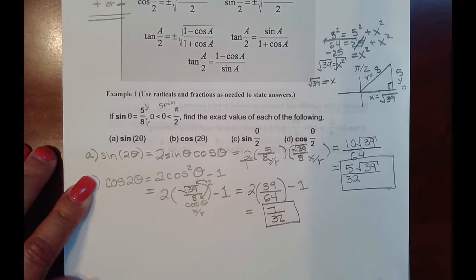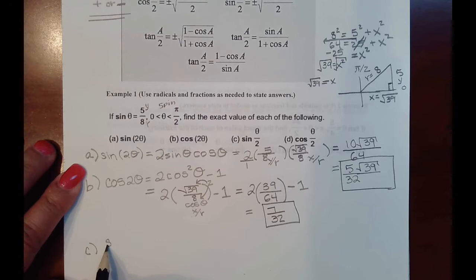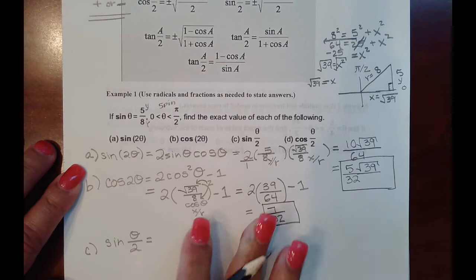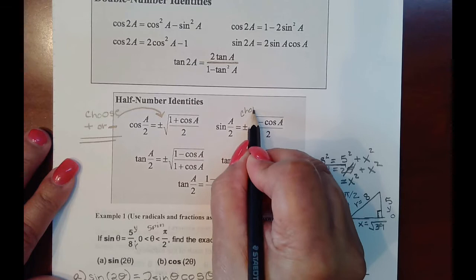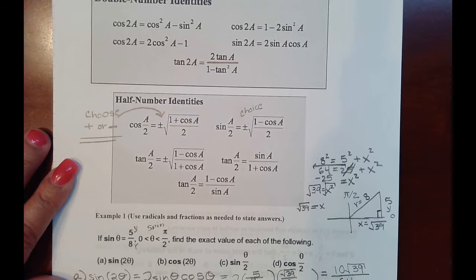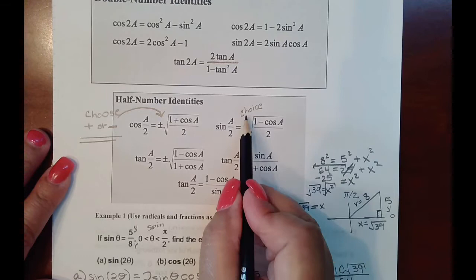Okay, then part C. Part C, we're looking for sine of a half angle. Okay, sine of a half angle. Here's the formula, the one and only formula that you have, but you do have to make a choice here between should I use plus or should I use minus. So here's how you're going to be able to figure this out. I'm going to come off to the side and demonstrate for you how you pick whether it's the plus or the minus. Okay, so we don't actually know the theta.